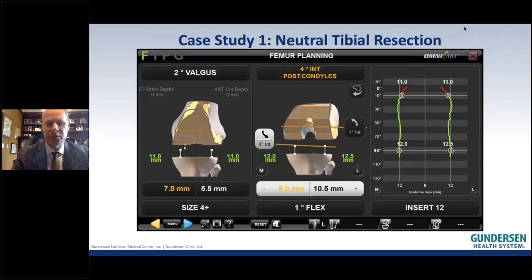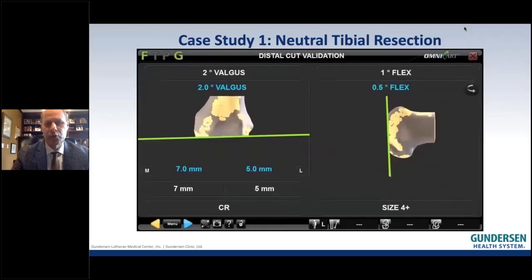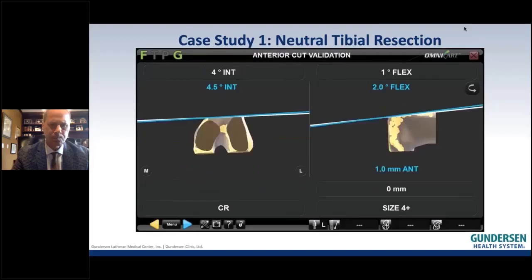So this was the plan. This went to the balance spot now. So this is the validation cuts from the femur. So our 2-degree valgus cut is what we planned for. A 0.5 degree of flexion as opposed to 1 degree flexion. 4.5 degrees internal rotation, 2 degrees flexion.